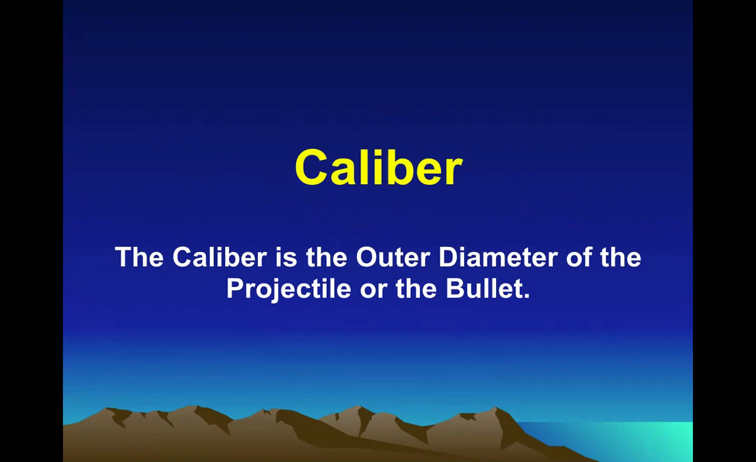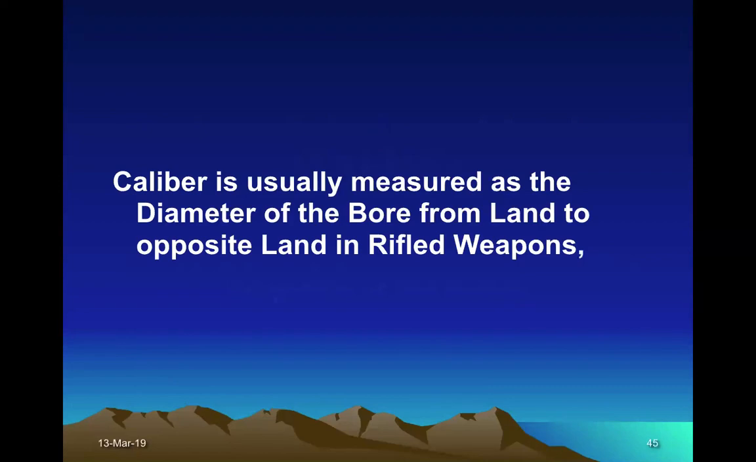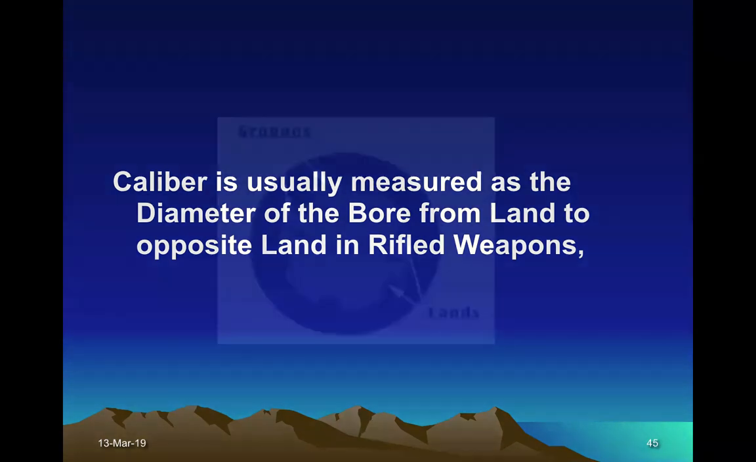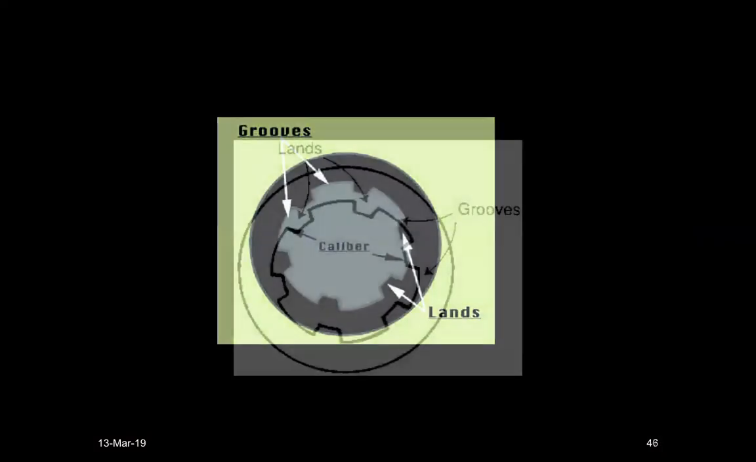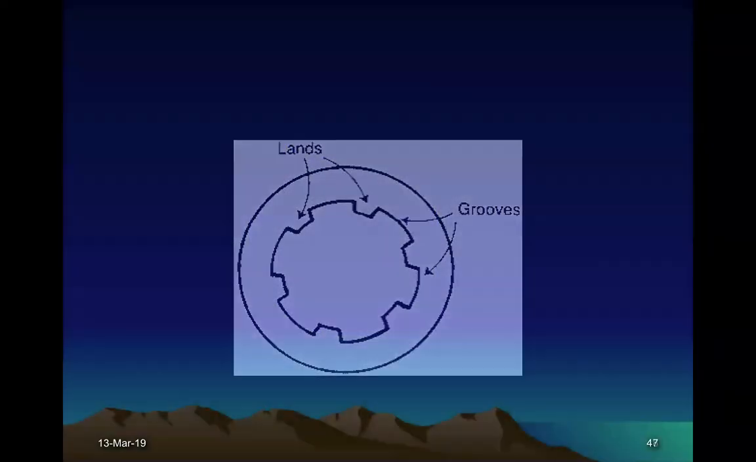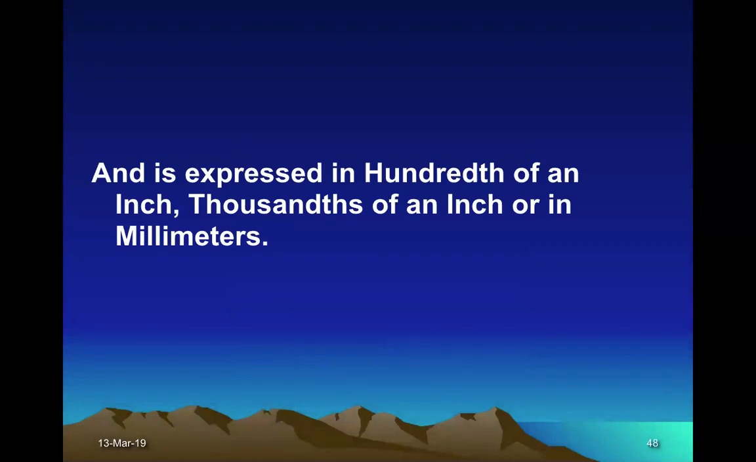the outer diameter of the projectile or the bullet. And caliber is usually measured as the diameter of the bore from land to the opposite land in rifled weapons. This is a picture showing the land and grooves. This is another picture. And it is expressed in hundredth of an inch, thousandth of an inch, or in millimeters.